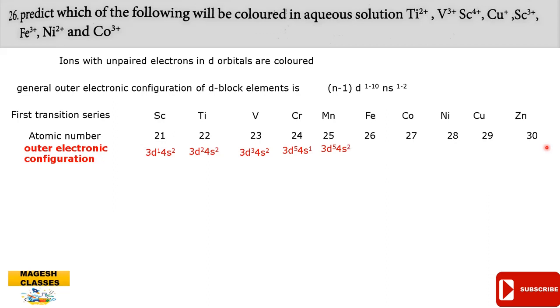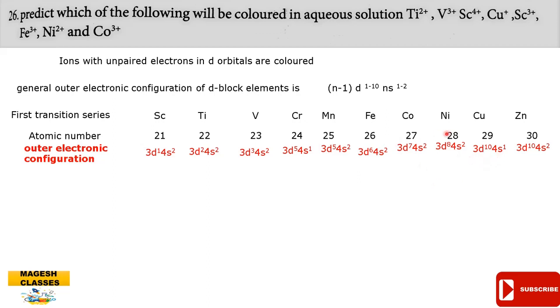Manganese is d5 4s2. Iron, d6 4s2. d7 4s2 for cobalt, and d8 4s2 for nickel. Your copper, d10 4s1, is also different. The completely filled configuration gives more stability. And zinc is 3d10 4s2. From these electronic configurations, we can observe that d1 has an unpaired electron, d2 has unpaired electrons, d3 has unpaired electrons, d5 is half-filled with unpaired electrons. So these are the criteria to exhibit color.